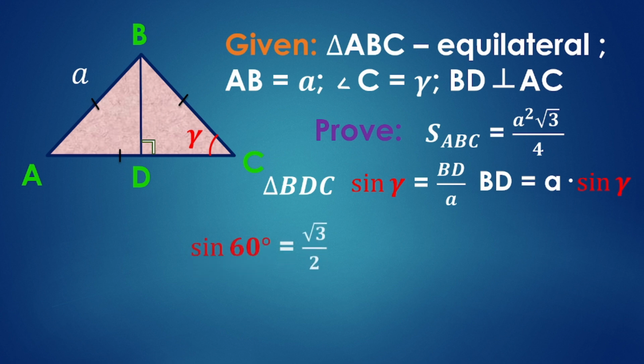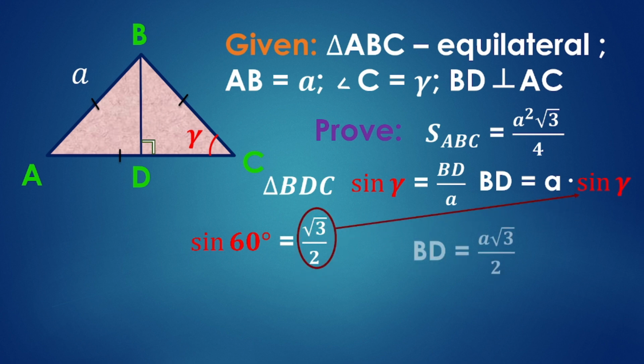The angle is 60 degrees. We know that the sine of 60 degrees is the square root of 3 divided by 2. And why did I take the sine of 60 degrees? Because all the angles in an equilateral triangle are equal, and all are equal to 60 degrees. I will substitute the square root of 3 divided by 2 into this formula, and BD will be equal to A square root of 3 divided by 2.